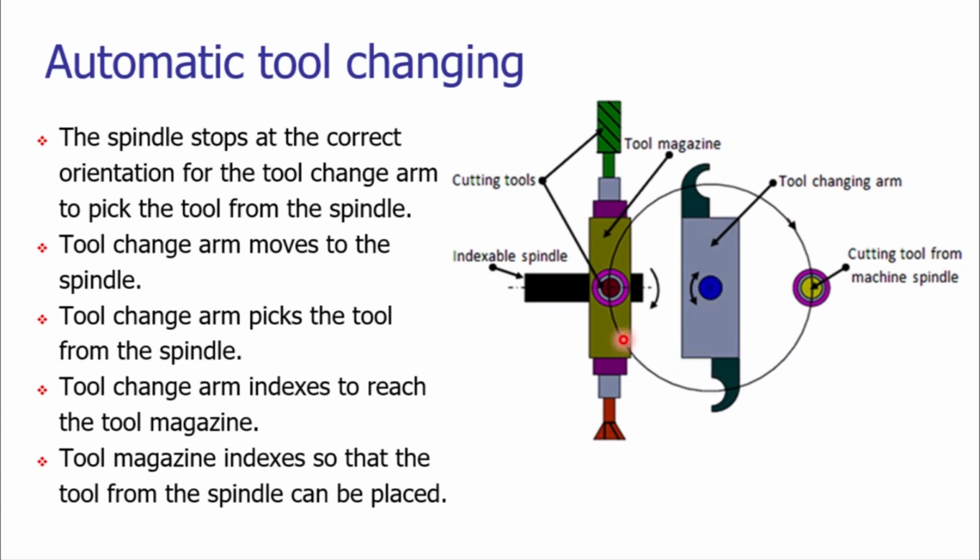After that, we have to index the tool magazine. The tool magazine will be indexed in an incremental way and it will take the required empty slot, the required empty position where we need to put this particular used cutting tool. So it is a predetermined, pre-stored, pre-programmed number, and that pre-programmed number spot will be indexed by the MCU as the vacant slot will come to get the used tool.